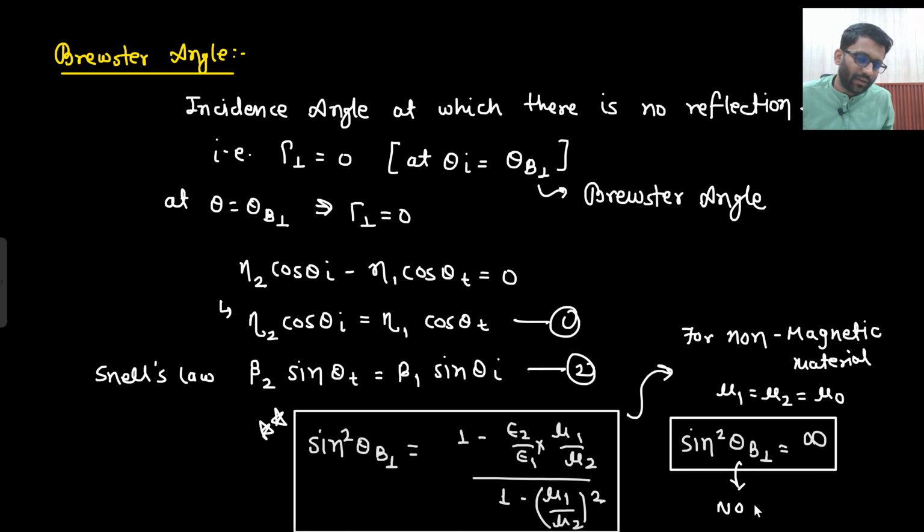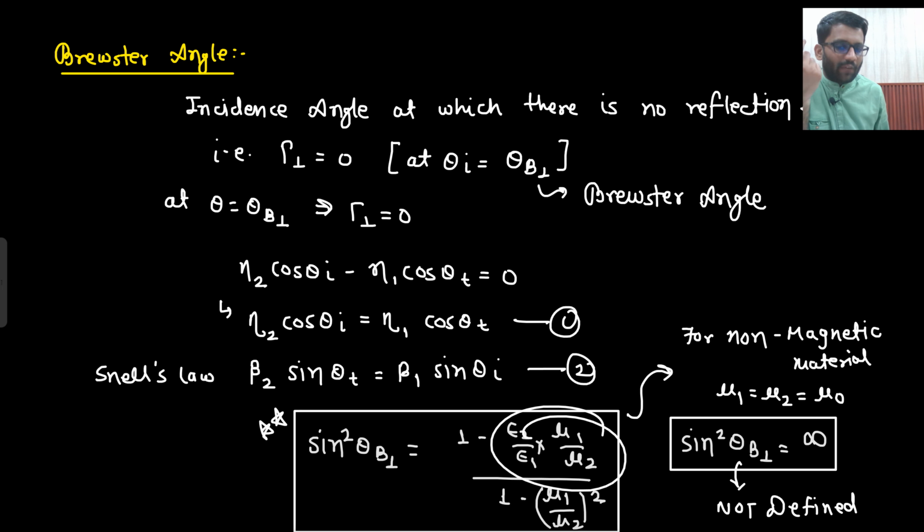Not defined. So that's why in the examination you will never see that they will ask Brewster angle for perpendicular polarization. They will ask Brewster angle for parallel polarization. Brewster angle is a very important concept, but it will be asked for parallel polarization only. It will not be asked for this. Okay, but still we need to remember the formula. Who knows what can be asked? So this is the formula you need to remember.